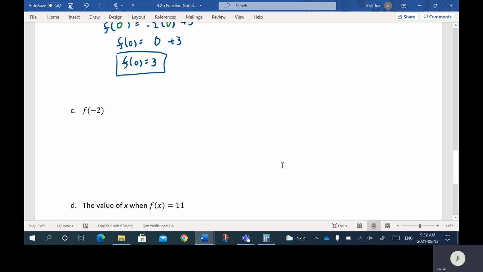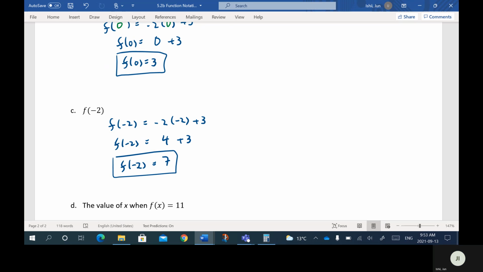All right, and I thought I'd throw in a -2 as well. This time I'm going to do this fairly quickly, so I'm not going to change the colors here. So I got -2 times -2 plus 3. So f of -2 equals, -2 times -2 is +4. So +4 plus 3. So f of -2 is equal to 7. And we are done.